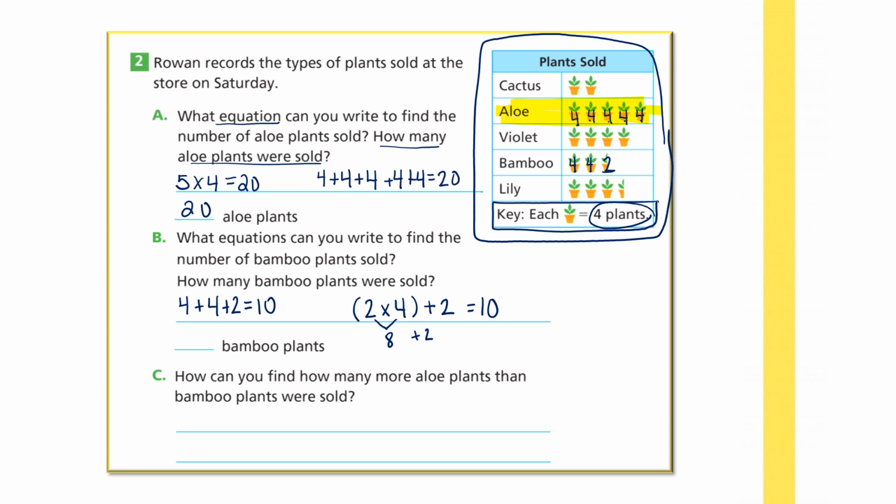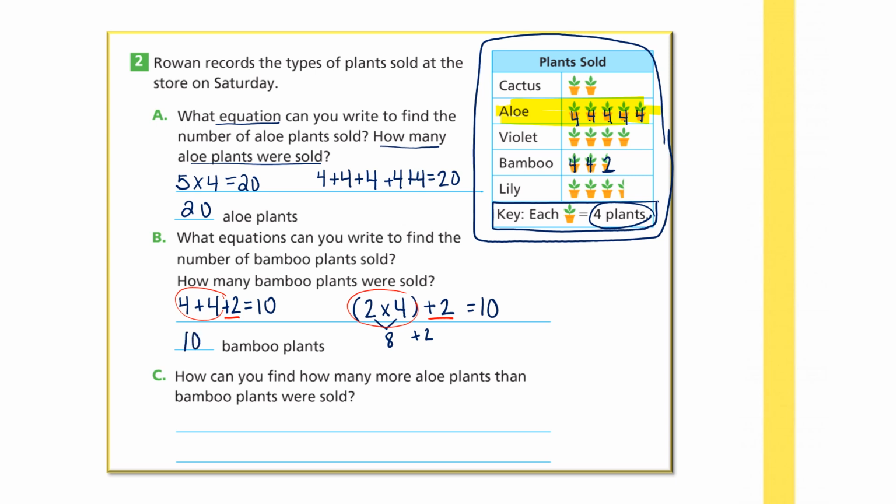So what I'm doing in the parentheses, boys and girls, is the same thing that I did here first. So instead of adding 4 + 4, in my parentheses, I said 2 times 4. And then I added my +2 right at the end.